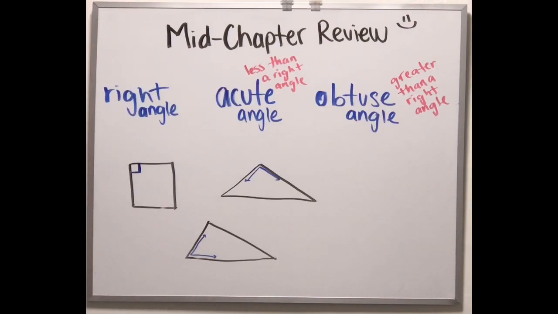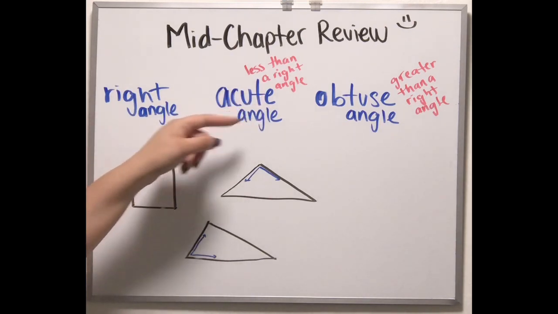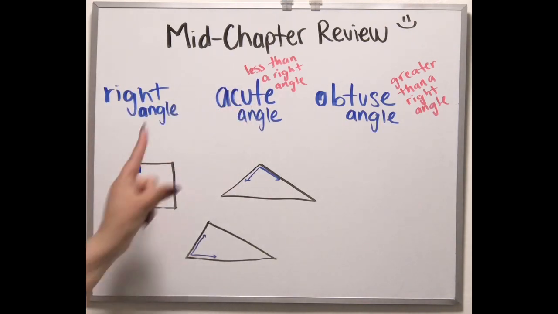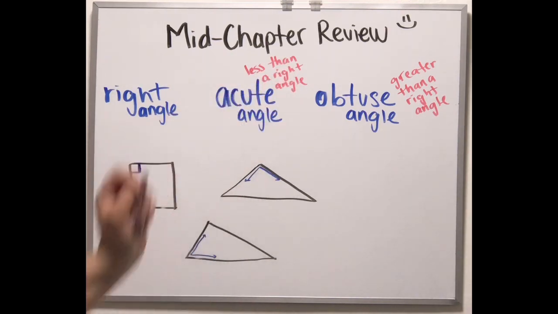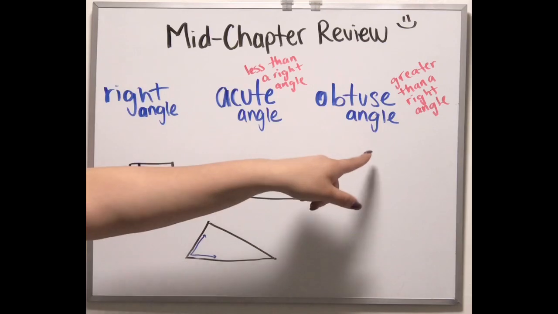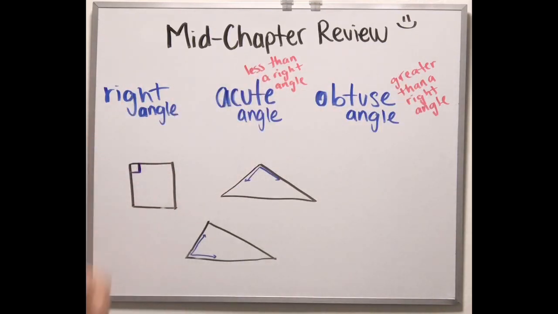Okay, so I have these 3 shapes right here for you. We're going to try to figure out what kind of angle these shapes are showing. Okay, we have the right angle, acute angle. The acute, remember, is all cute. It's so cute because it's little. It's less than a right angle. It's acute. And then obtuse is the opposite of this one. It's greater than a right angle.